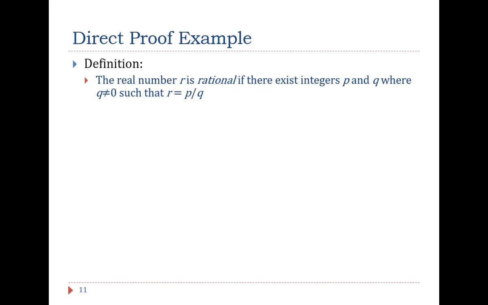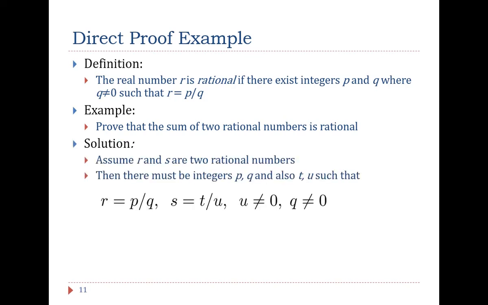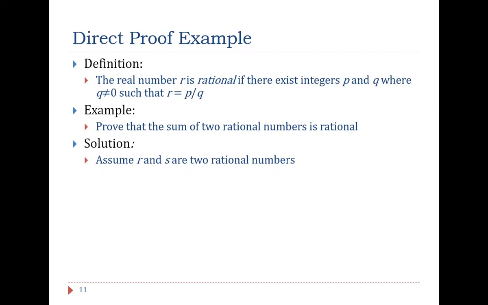So let's have a third example about rational numbers. The real number r is rational if there exist integers p and q where q is different than 0, such that r is equal to p over q. And we want to prove that the sum of two rational numbers is rational. Once again, it's straightforward.